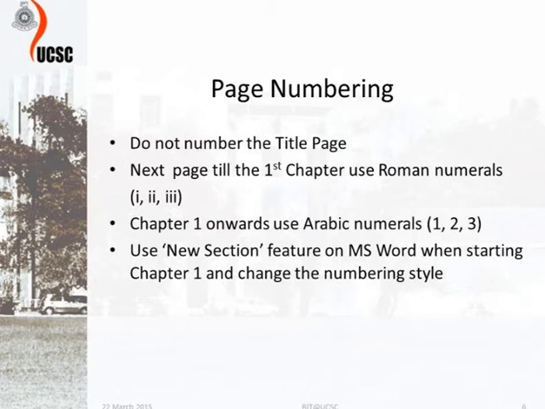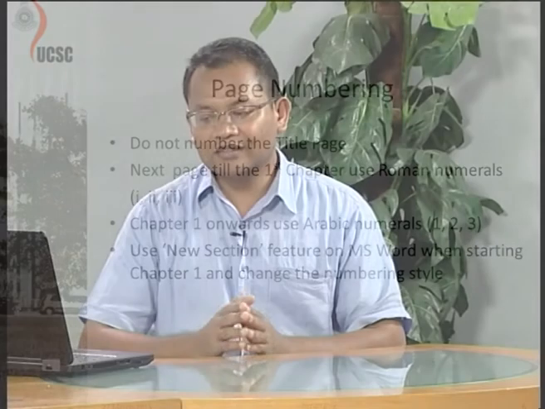So, you find that sometimes page numbering is all wrong. So, to avoid this, develop one document, but if you want to separate different sections, use new section and then change the numbering style. So, that is the way to go about page numbering.